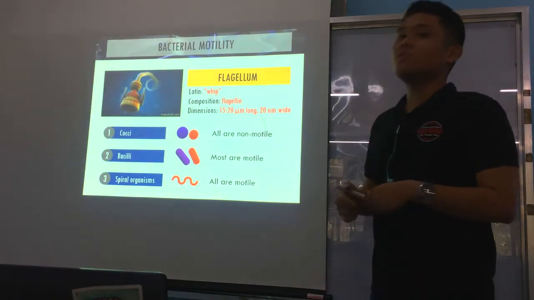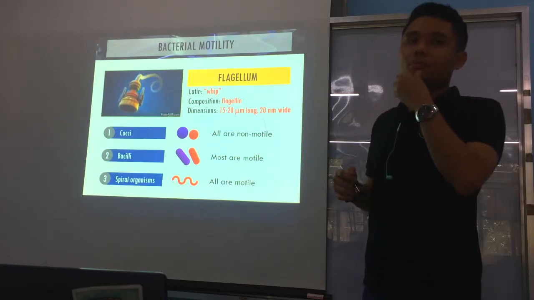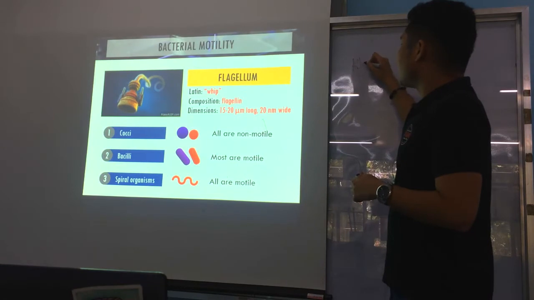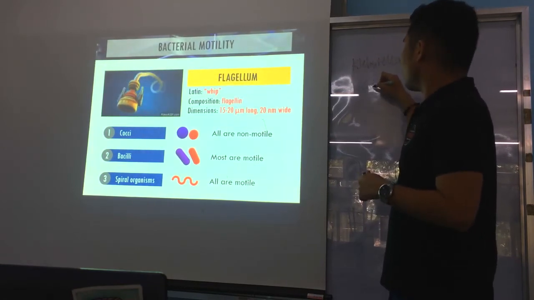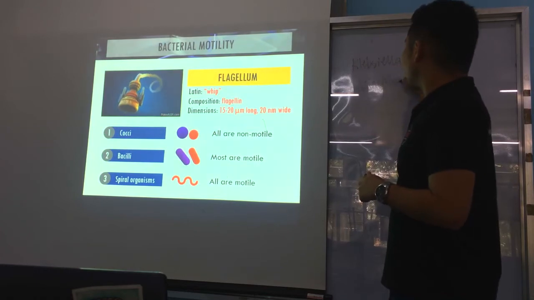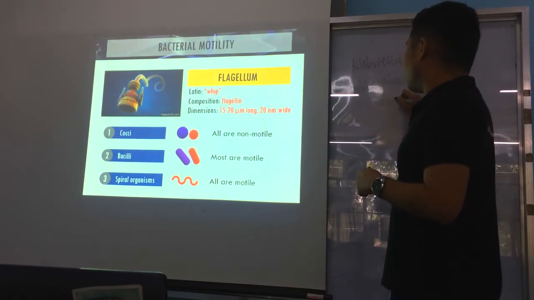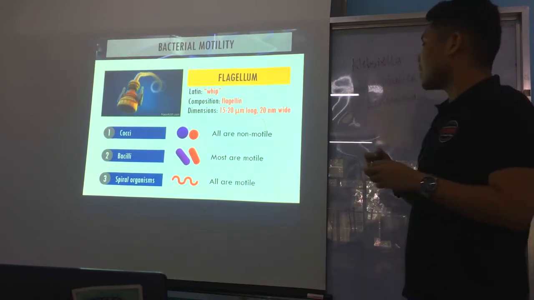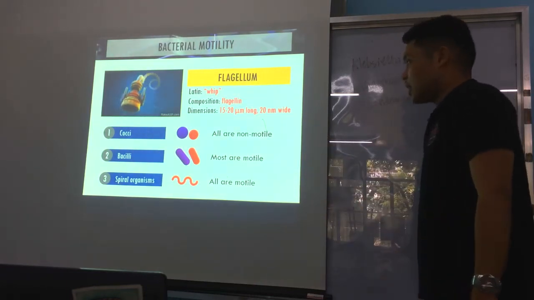For bacilli, most of them are motile. Most, not all, because there are bacilli that are non-motile. Example, Klebsiella. That's a bacillus, but it's not motile. You have Acinetobacter, it's also non-motile. Also Yersinia enterocolitica. These examples of bacilli are non-motile. So that is why most of our bacilli are motile, with some exceptions.